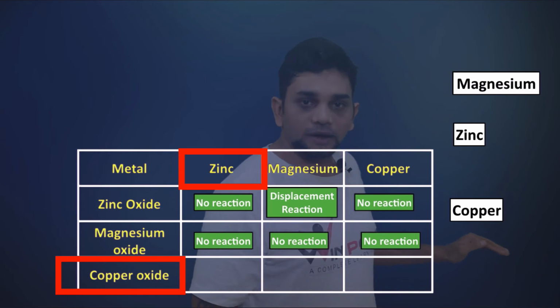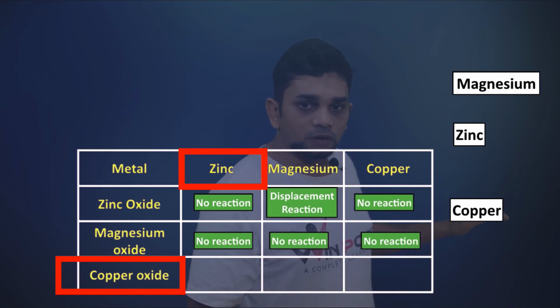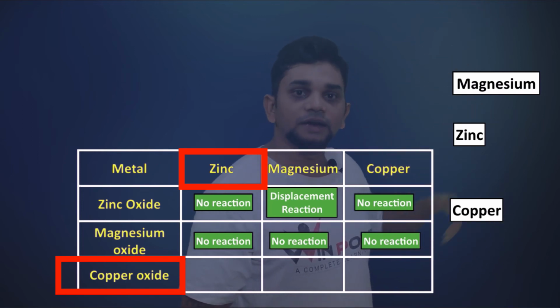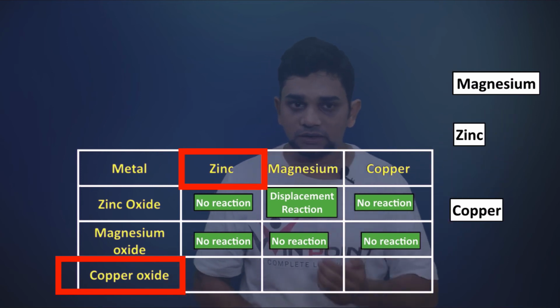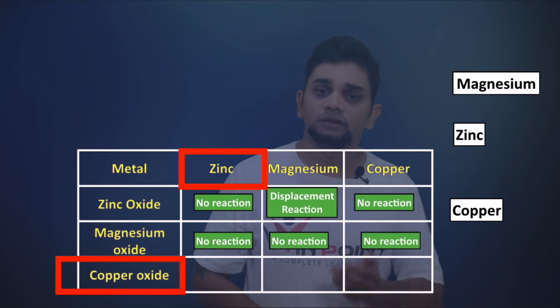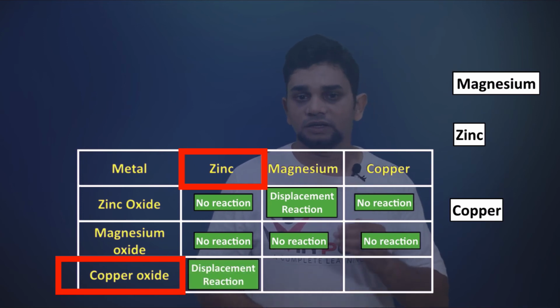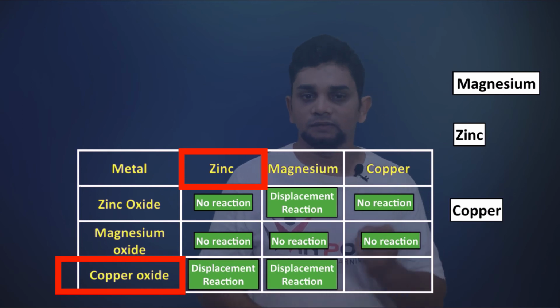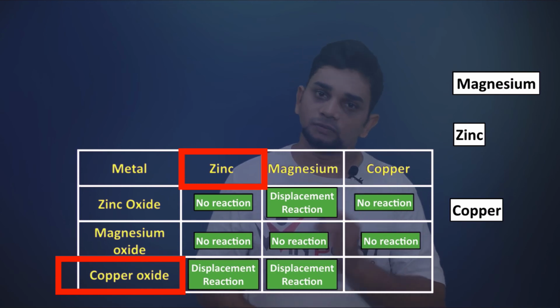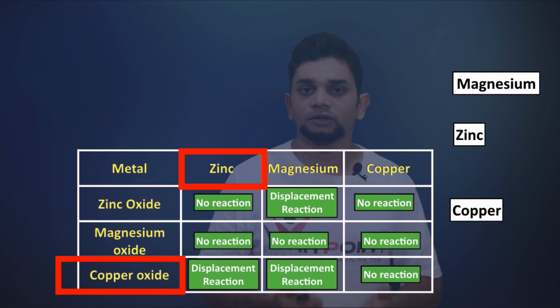Copper oxide and zinc. Copper is least reactive, at the bottom. So all the metals, magnesium and zinc, can displace copper. When we are heating copper oxide with zinc, there will be displacement reaction. When we are heating copper oxide with magnesium, there will be displacement reaction. When we are heating copper oxide with copper, no reaction because both are the same metal.